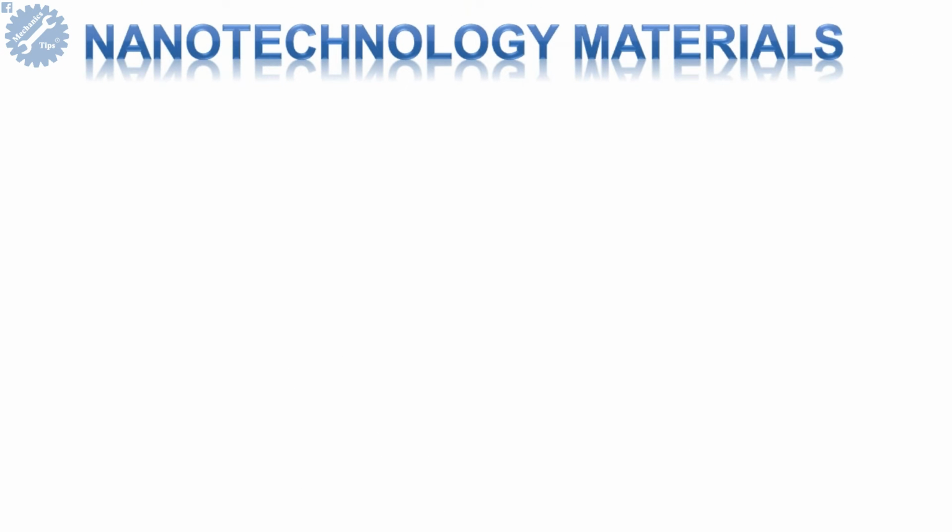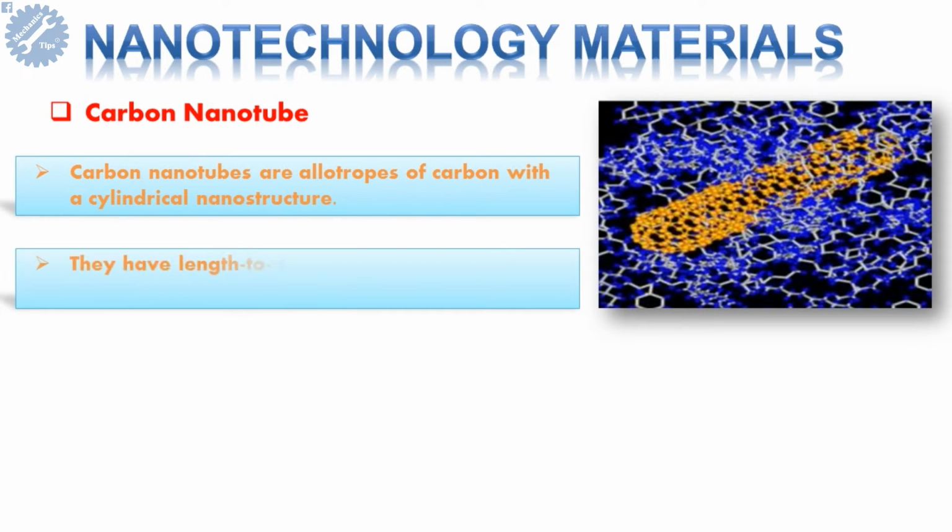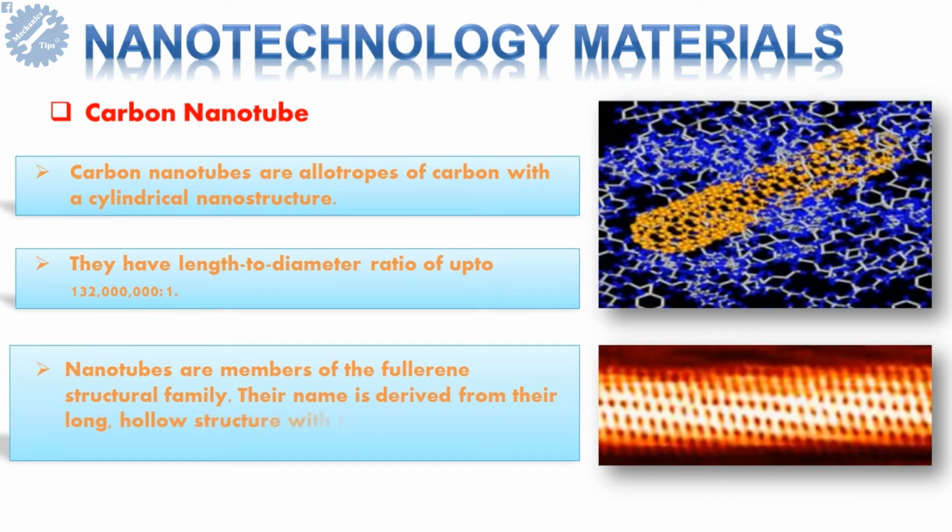Nanotechnology materials. Carbon nanotube. Carbon nanotubes are allotropes of carbon with a cylindrical nanostructure. They have a length to diameter ratio of up to 132 million to 1. Nanotubes are members of the fullerene structural family. Their name is derived from their long, hollow structure with the walls formed by 1 atom thick sheets of carbon, called graphene.